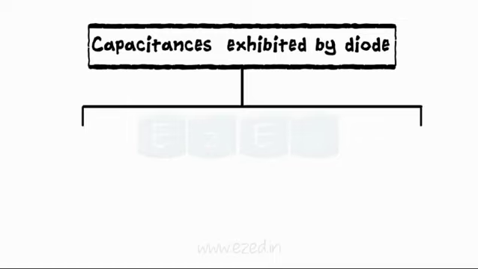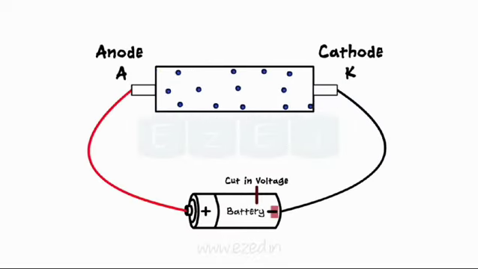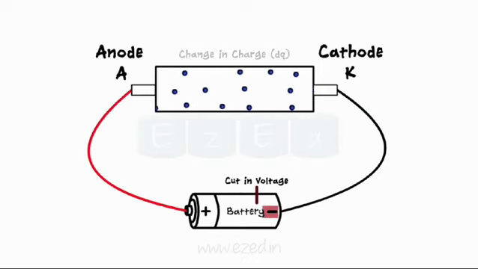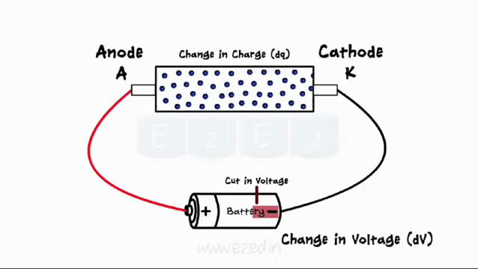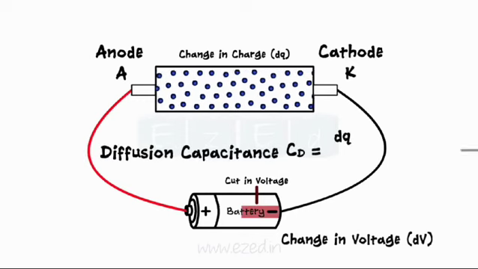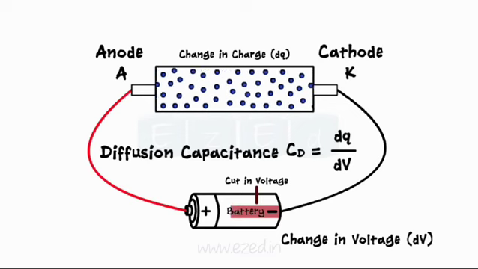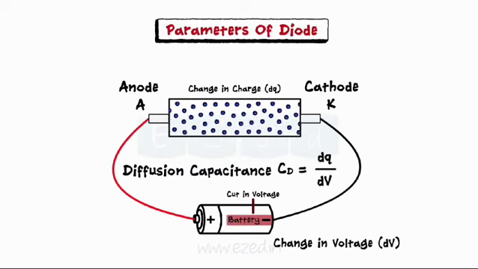During forward and reverse bias, the diode exhibits two types of capacitances: diffusion capacitance and transition capacitance. During forward bias, free electrons from the N side cross over to the P side, resulting in a change in charge. This motion of electrons depends upon the applied voltage. Therefore, diffusion capacitance is defined as the change in charge due to change in voltage during forward bias operation of the diode. CD equals dQ upon dV.